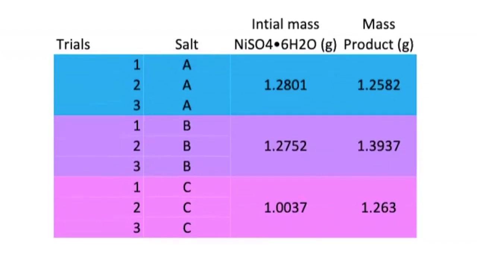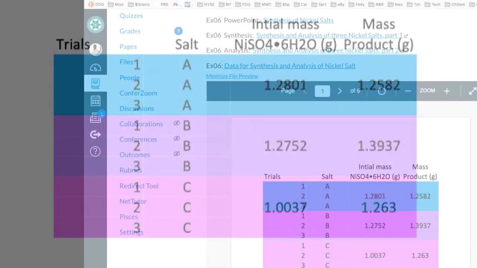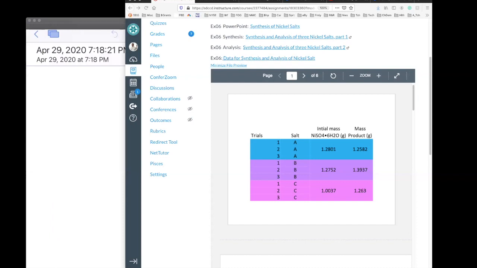So this right here is the data for the synthesis part. The first mass there is your starting material, 1.2801. The second mass there is the product, and this is for salt A. So let me go to my iPad and try to explain this so that you guys can see what's going on in terms of this calculation. At this point, you should see both: Canvas on the front and my iPad in the background.